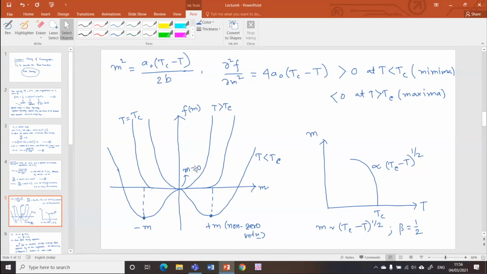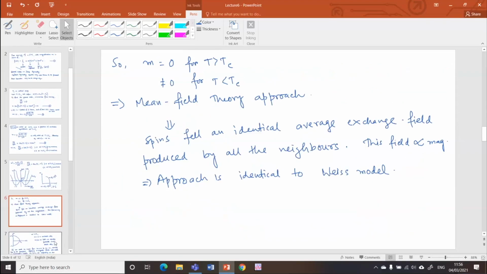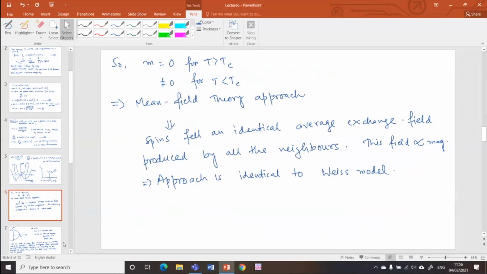And m equal to 0 is an unstable solution here. If I want, I can go from plus m to minus m or minus m to plus m, but as you can see on the energy curve, I have to cost a certain amount of energy. That can be done by applying an external magnetic field. If I apply the field, then this symmetry will be broken.